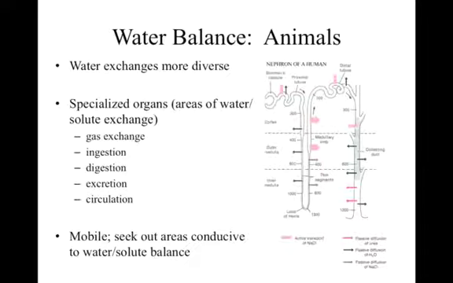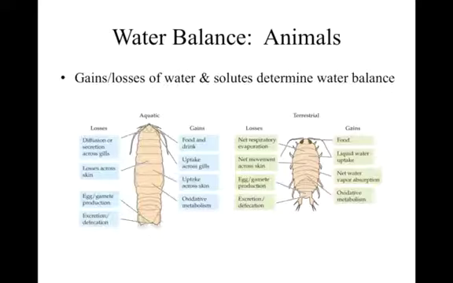Not only do organisms have specialized organs, but they can also have behaviors that allow them to moderate their water balance. So they can seek out areas that are conducive to water or solute balance. If you're desiccating on the sands in Death Valley, you might wander down to the concession stands and buy yourself a drink. That's a behavior that is dealing with the loss of water, right? Animals do the same thing. They might seek out shade to prevent evapotranspiration. They might seek out a lake to immerse themselves in or to drink from. All of these are behaviors that modify water balance.